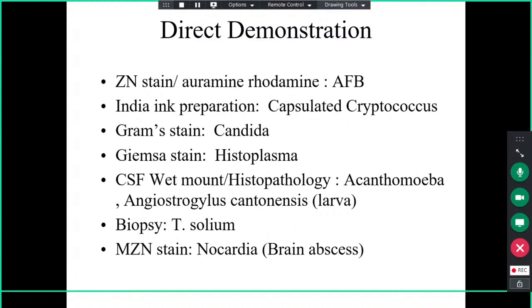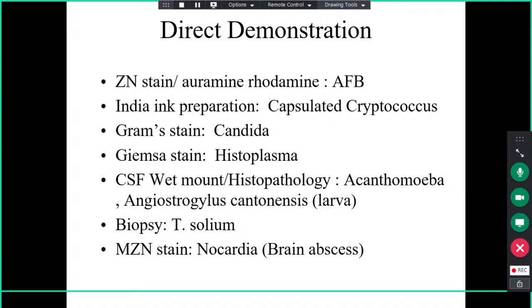Direct demonstration, I'll give some examples. Like acid fast bacilli in CSF, the sensitivity of direct demonstration like ZN staining is very low. That's why they do the auramine rhodamine stain, so that the fluorescent bacilli, even in low number, you can see from the CSF. In India ink preparation, capsulated Cryptococcus can be seen, and for Candida, maybe you can do the Gram stain, Histoplasma Giemsa stain.